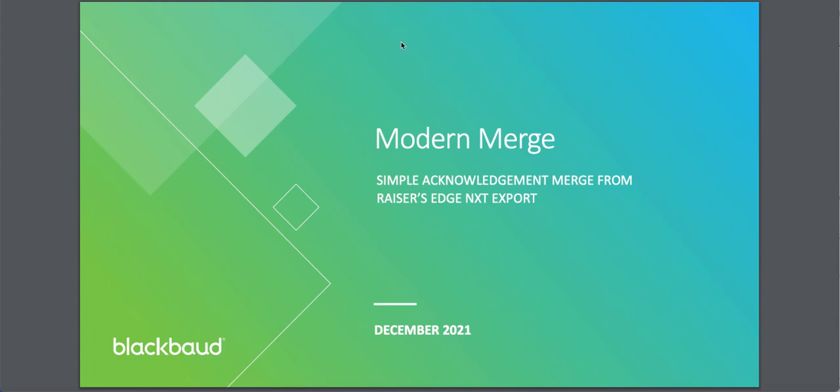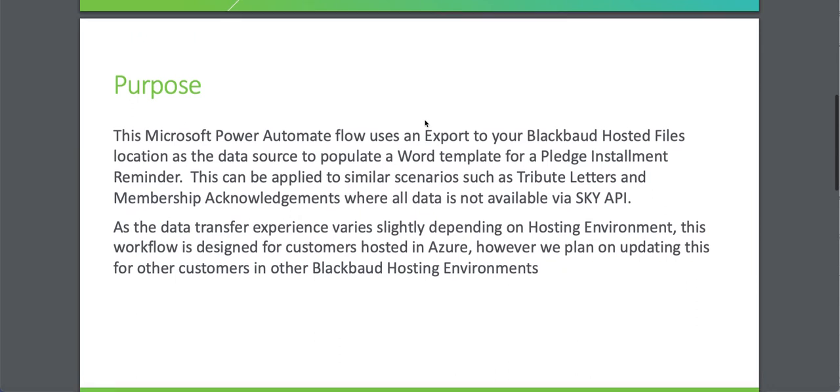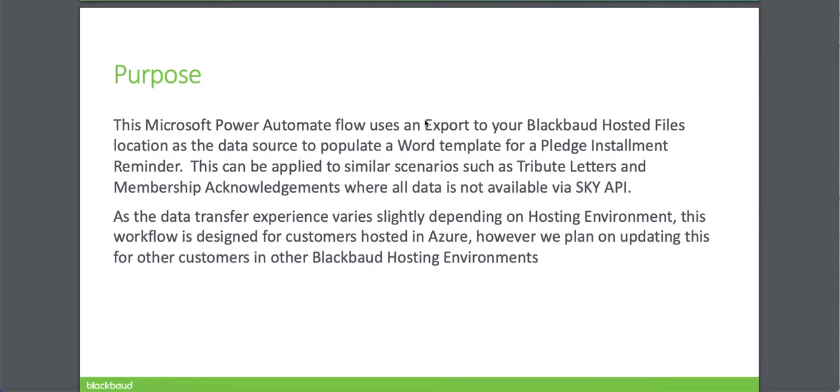Hello everyone, and in this video about modern merge, we'll be talking about how to create merges using Power Automate from Raiser's Edge NXT exports. There are going to be some scenarios such as pledge installments, tribute letters, membership acknowledgments, where all the data that you need to make those merges are not going to be available via SKY API. So we're going to rely on files exported to your Blackbaud hosted files area in order to provide that information.